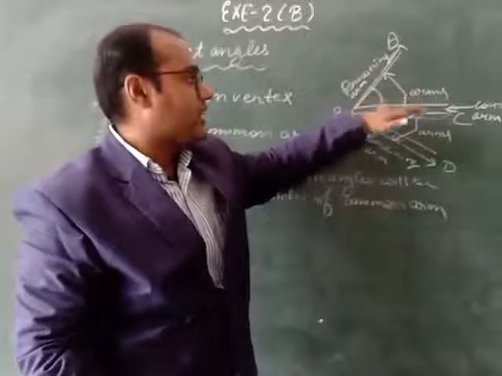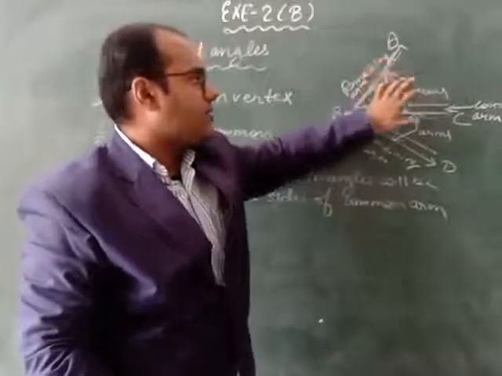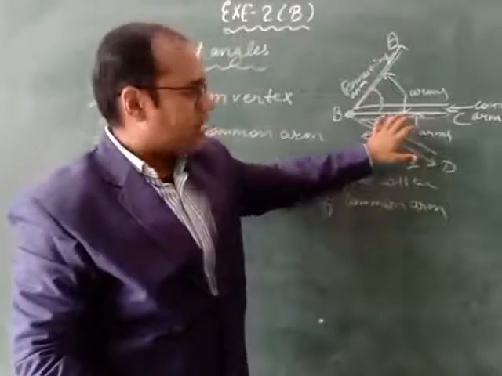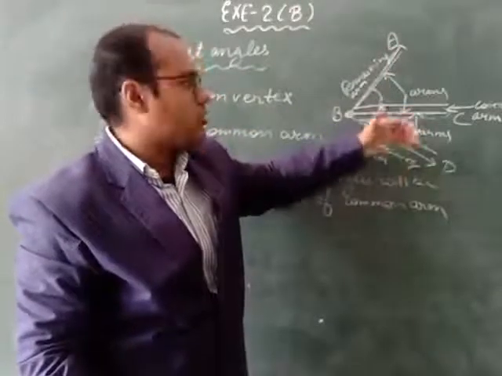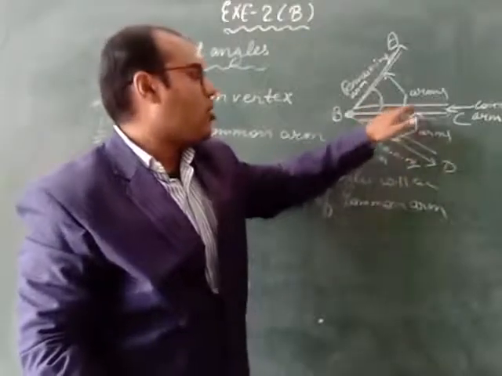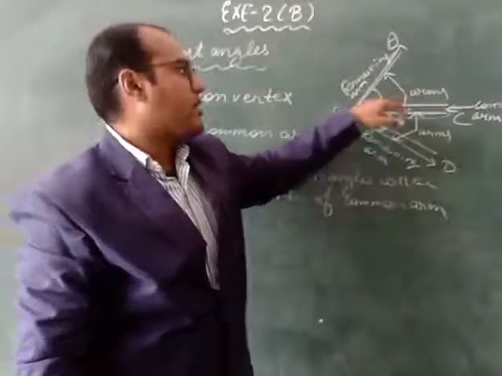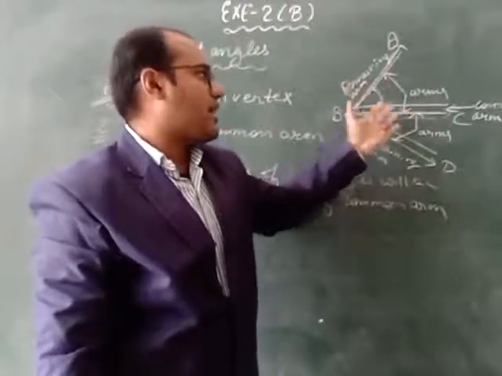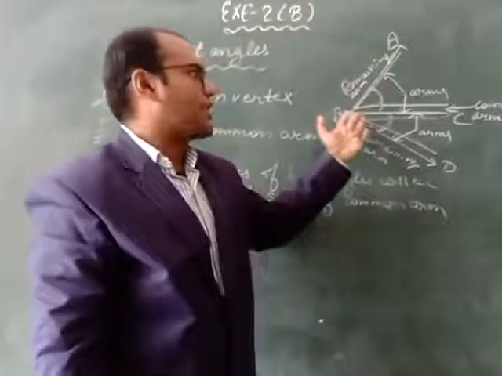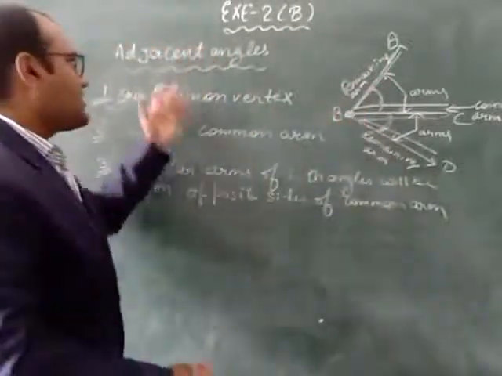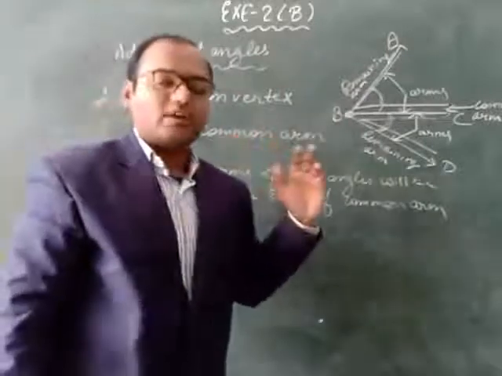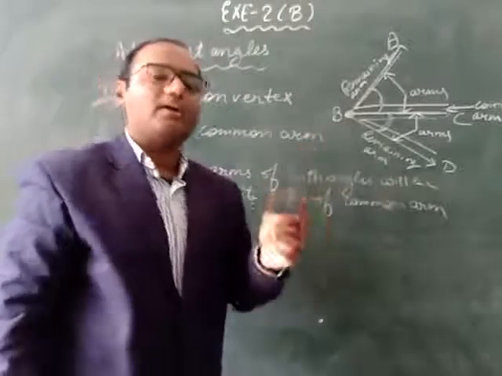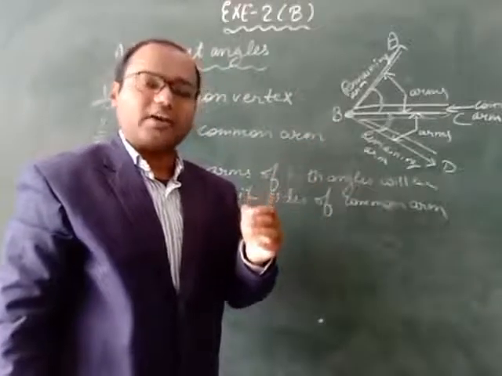So such angles in which one arm is common and the other arms of both the angles are on opposite sides. The remaining arm of this upper angle is coming upside. The remaining arm of this second angle is coming downside. So both are on the opposite sides of the common arm. Common arm is coming in between. One remaining arm is upside, another remaining arm is downside, and both the angles are having one common vertex. So such angles are known as adjacent angles. So this is the first thing which you have to remember. In the exercise, question number first is this one only. You have to write which angles are adjacent angles.